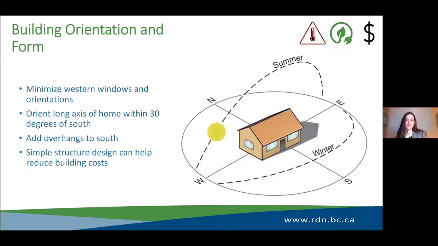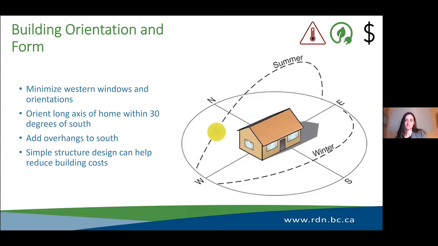Orienting so the long side of your house faces south and using shading design to let winter sun in, but block out the higher summer sun, can allow your home to benefit from the rare winter sun events we get here, while also preventing overheating from all that sun we get in the summer.